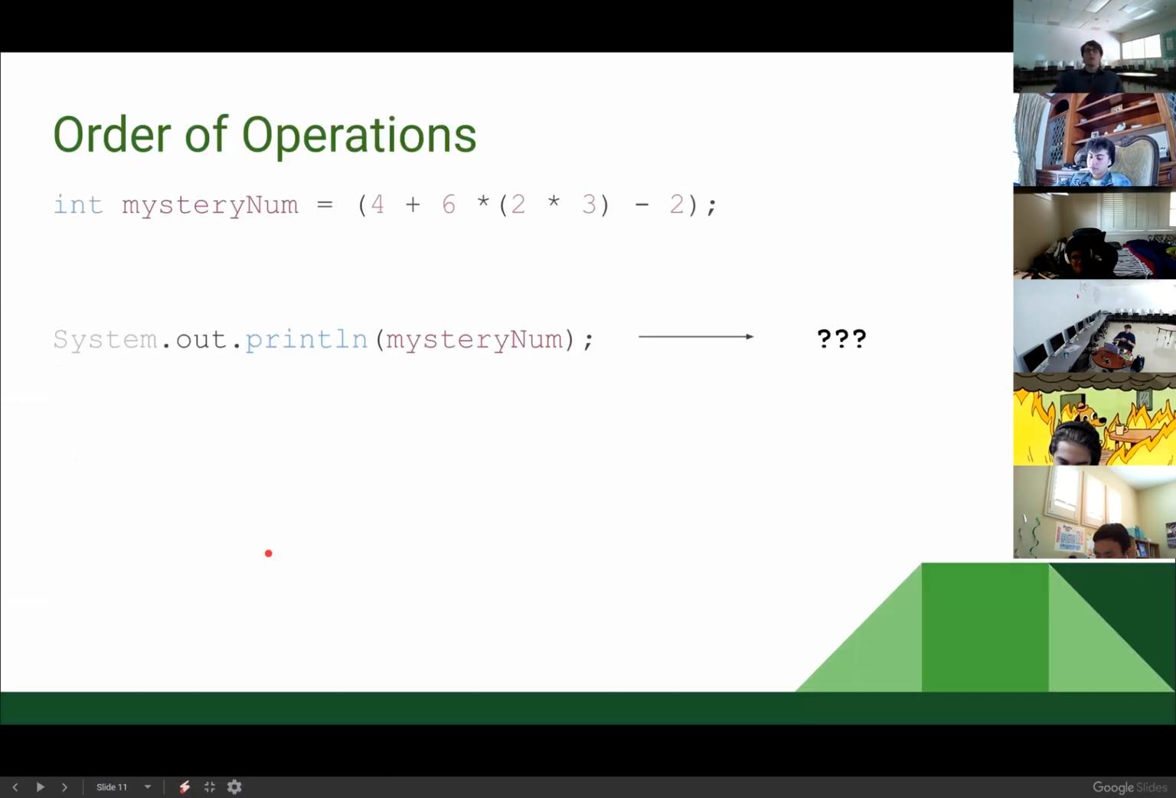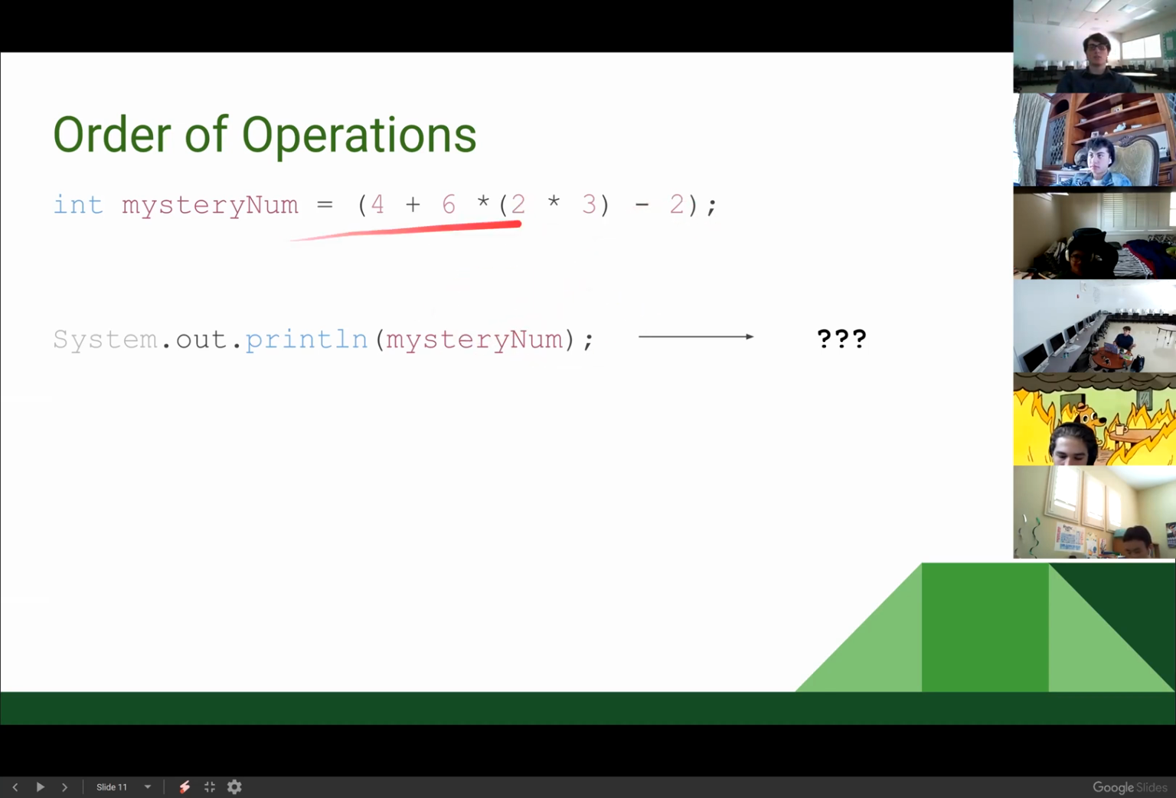We're going to practice our order of operations. I have int mystery num equals this calculation. So I'm totally allowed to do this in Java. You can assign a calculation to a variable. It's just going to solve that calculation before it performs the assignment. So let's figure out what is going to be stored in our mystery num.